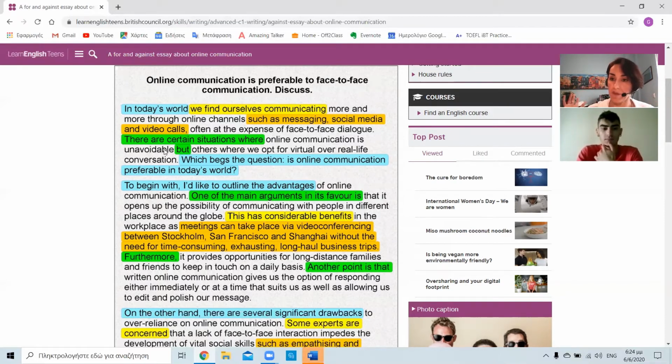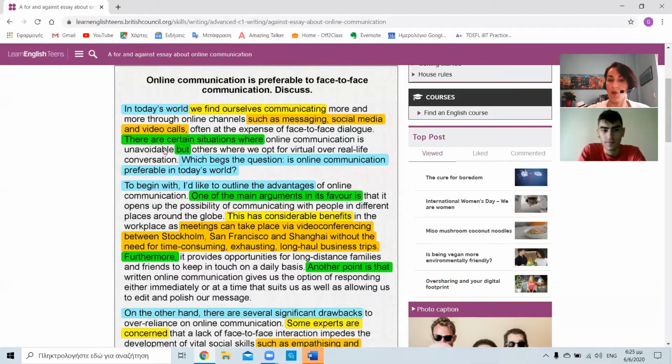We must always support it with extra examples, or we must always justify it. I mean, we must give it extra support by writing an additional sentence. In this case, what have they decided to do? To give certain examples. Right, exactly. They give examples like, what do they say? This has considerable benefits in the workplace, as meetings can take place via video conferencing between Stockholm, San Francisco, and Shanghai without the need for time consuming, exhausting long haul business trips. So it gives a real life example of an advantage.